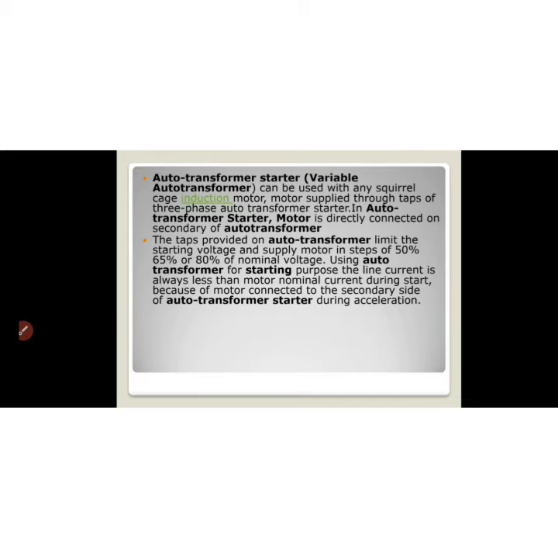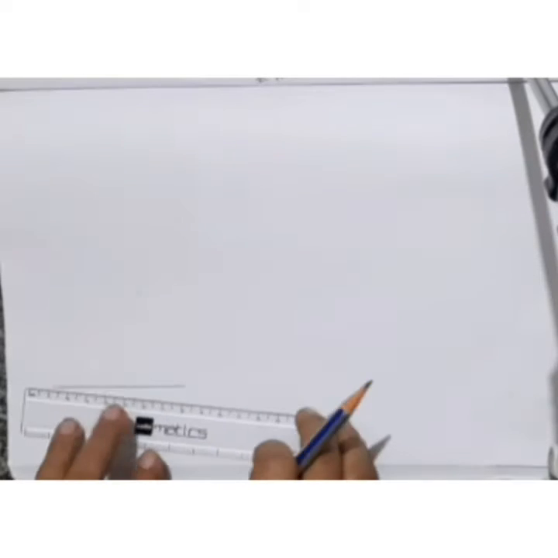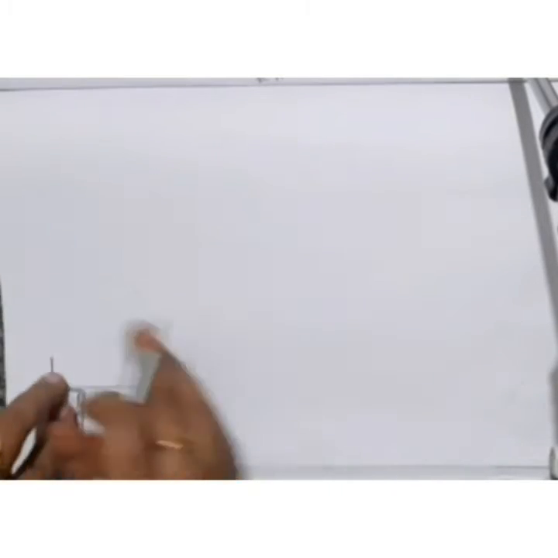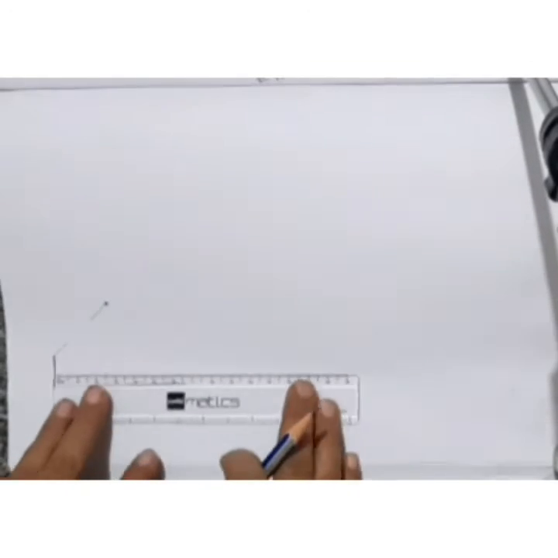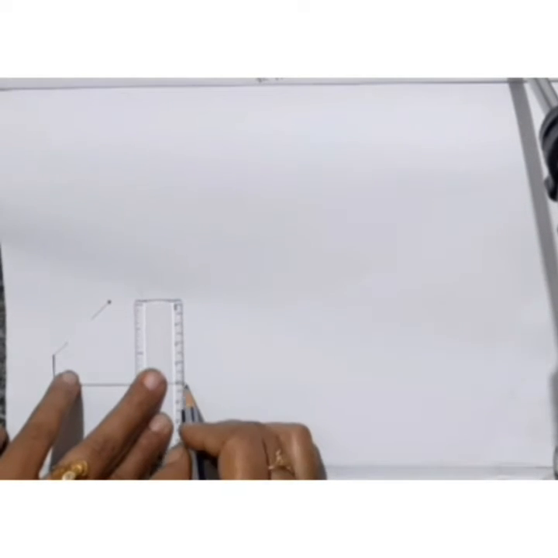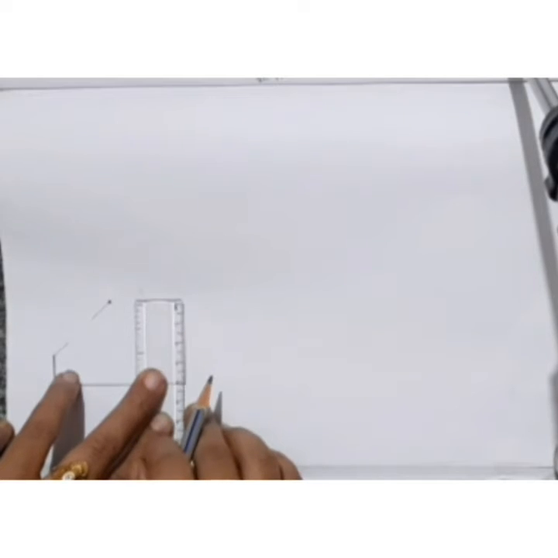Next, we are going to discuss how to draw the diagram of an auto transformer starter. In this session, I will show you how to draw the circuits of an auto transformer starter. Let's draw the diagram of the auto transformer starter. First of all, we will draw the starter windings, which are connected in star connection, and then we'll draw the rotor of the starter.